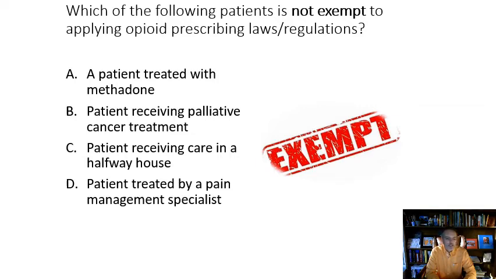So in this instance, it's C. If you didn't pay careful attention to the list of exempt facilities, a halfway house is not included on that list. All of the other options, A, B, and D, are exempt from applying opioid prescribing laws and regulations.